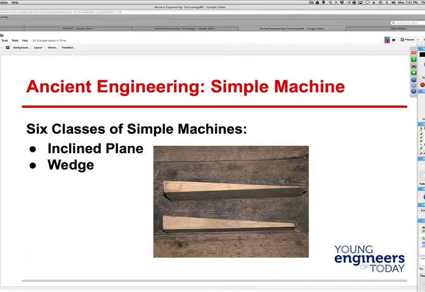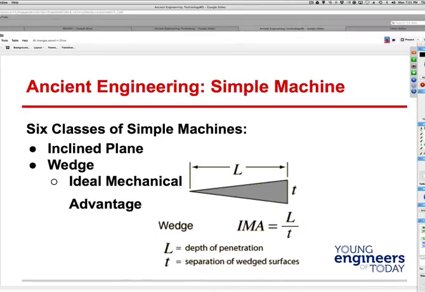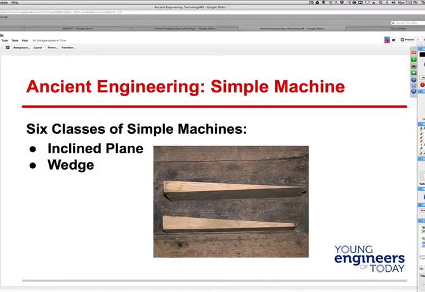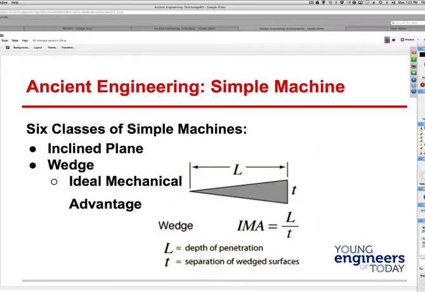All right. There are 6 classes of simple machine. We just did the inclined plane. Now we're going to do a wedge. A wedge is really, if you think about it, 2 inclined planes stuck together. And we use it to split trees, for example. There's an example of a wedge right here. Classic: it's this length divided by the separation. So it's the depth of the penetration right here, and then the separation, little t. So that's L over T. That will give you the IMA.